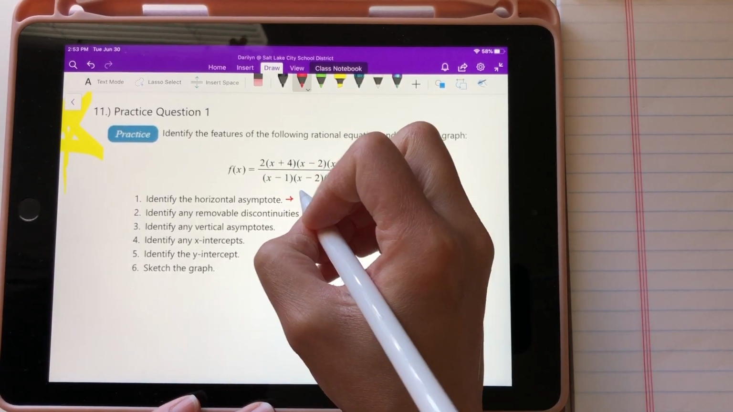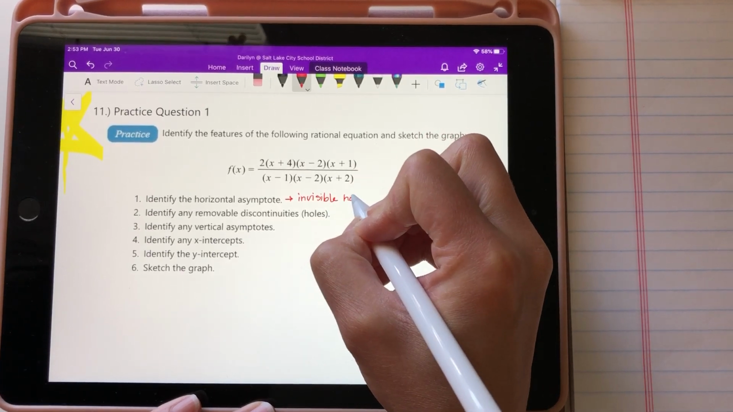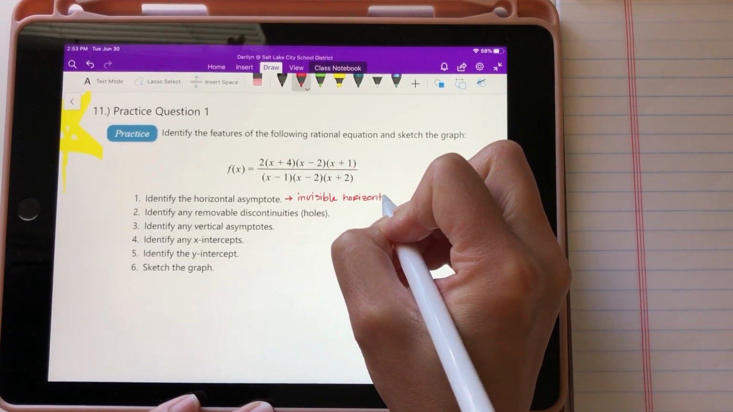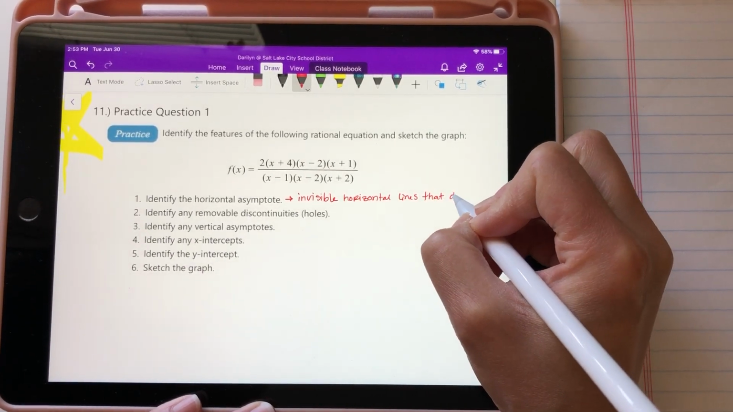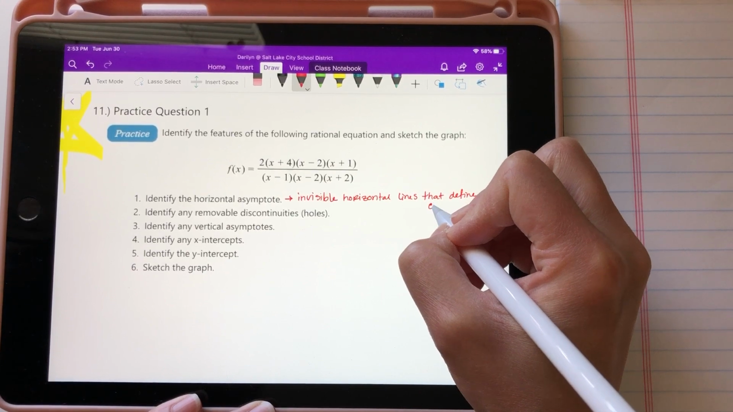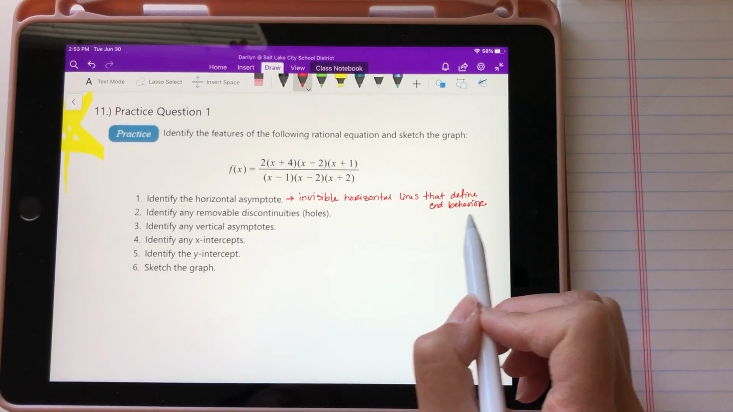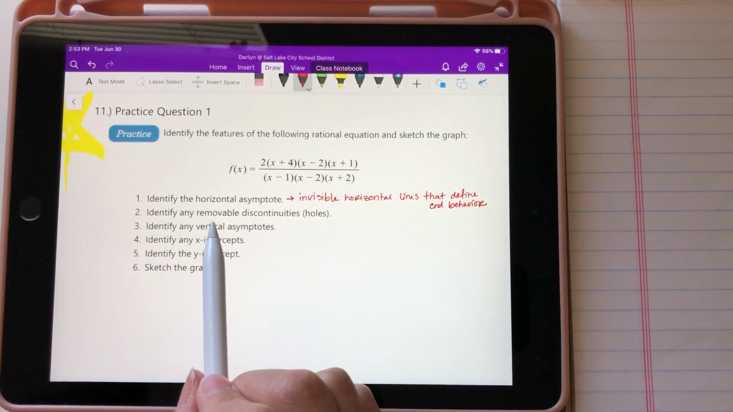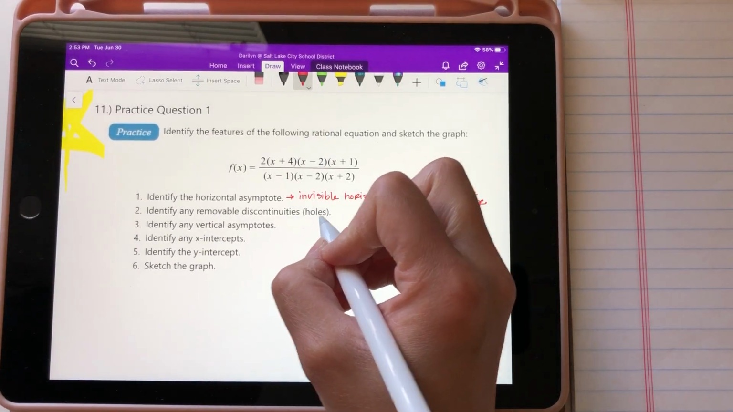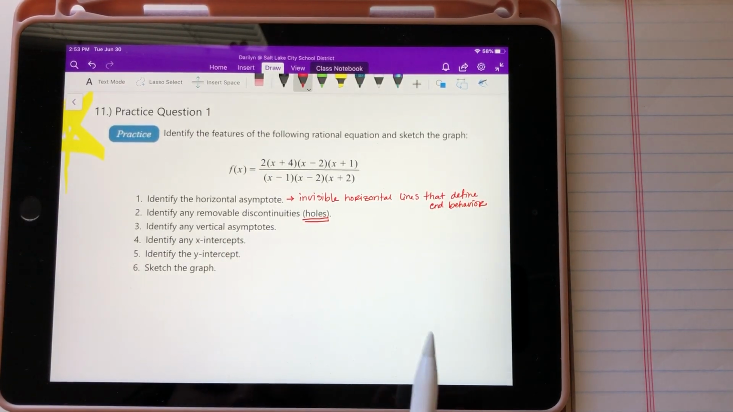So horizontal asymptotes are invisible horizontal lines that define end behavior. So where the graph is going in the end, that's end behavior. Removable discontinuities or holes are just that, they're holes in the graph. So the graph just simply won't exist at that exact point.